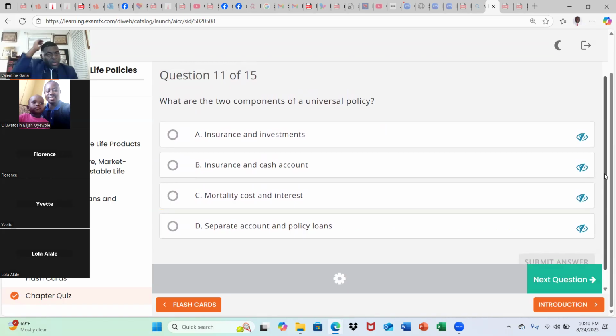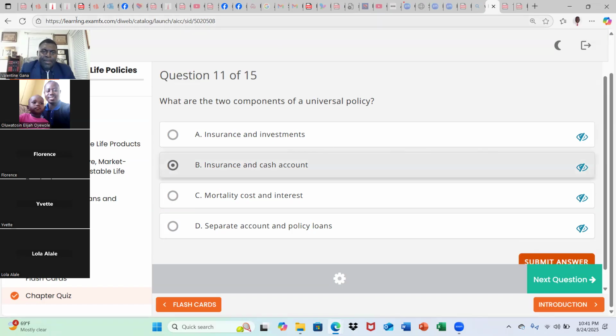Lola, you want to read this one? What are the 2 components of a universal policy? A, insurance and investment. B, insurance and cash account. C, mortality cost and interest. D, separate account and policy loans. Yes. Insurance and cash account. Excellent. Insurance and cash account. Correct.